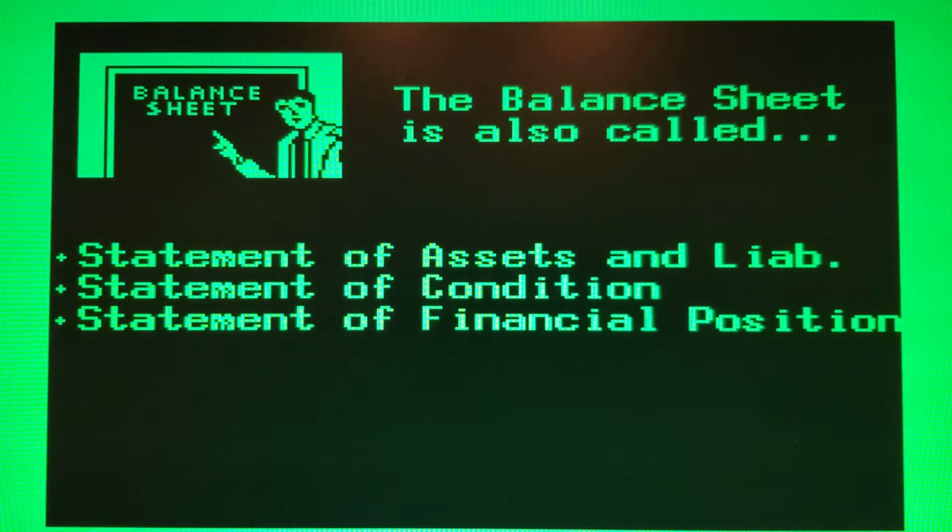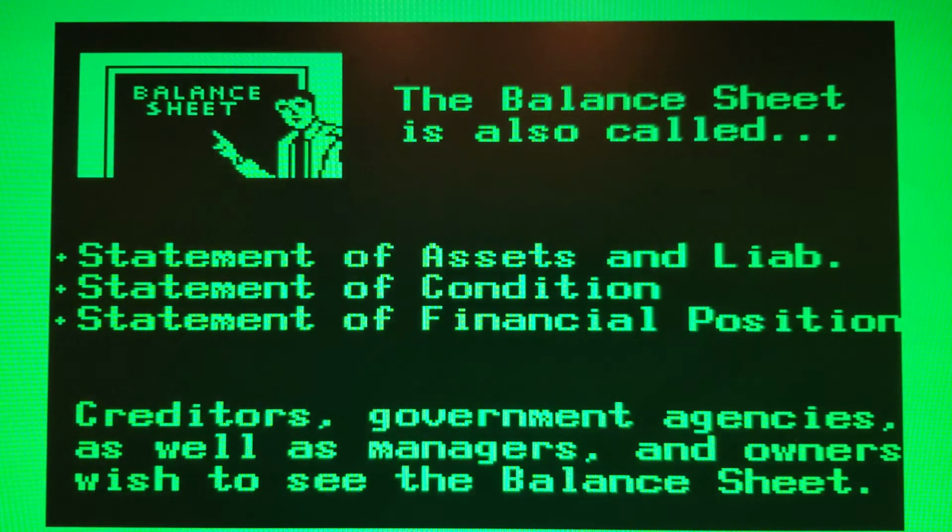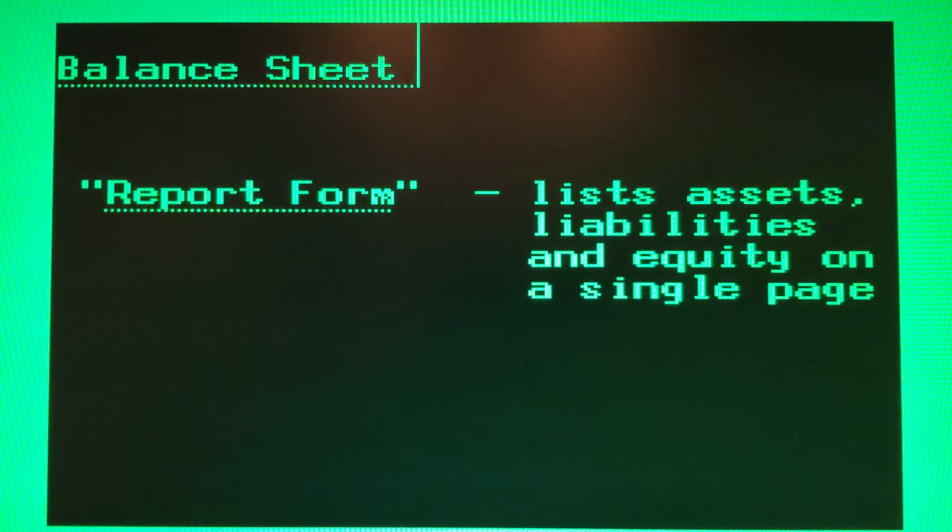The balance sheet is also called the statement of assets and liabilities, although it also includes equity. Sometimes it is called statement of condition or statement of financial position. Clearly, creditors and potential creditors, such as suppliers and bankers, and government agencies of various kinds, as well as managers, owners, and prospective owners, wish to see the balance sheet. The report form of the balance sheet or statement of condition merely lists assets, liabilities, and equity in turn on a single column or page.